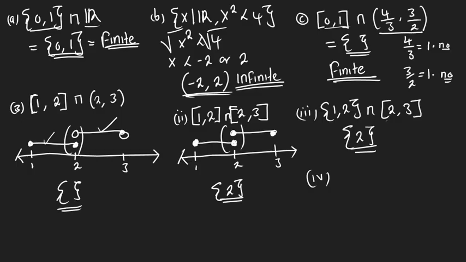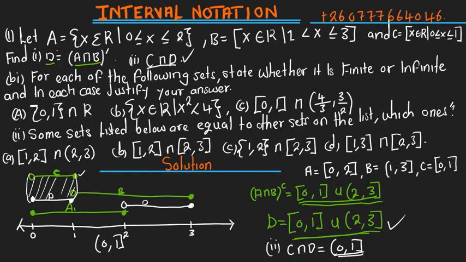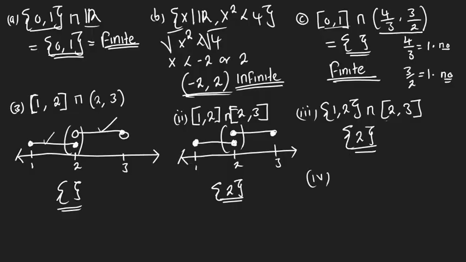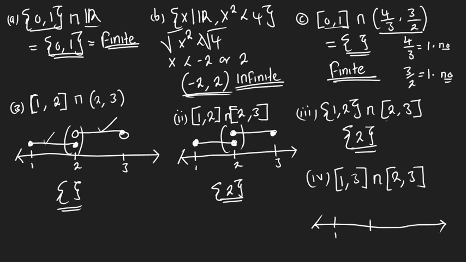We can go to the fourth question. The fourth question is saying, okay, so of course you can plot this. So this is going to be 1, 2, 3. You've got a closed circle here, a closed circle there, and then a closed circle here and a closed circle here. So they're intersecting. Where are they intersecting? They are intersecting here, meaning at 2 included, 3 included.